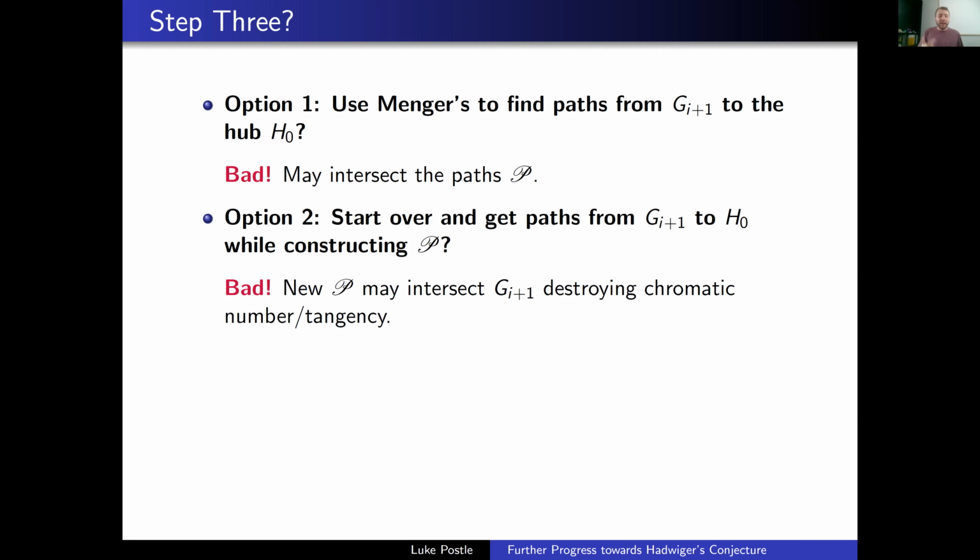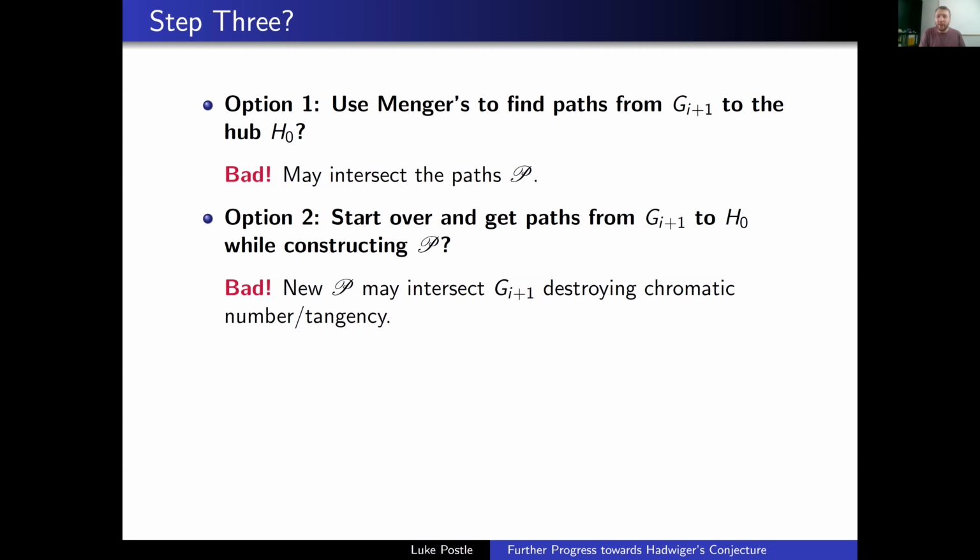It may be that the new path P would intersect your nice future, your G_{i+1}, destroying its chromatic number if it uses up too much there. Also the tangency, because now it could intersect more than once. So this was where I got stuck for quite a while. We know how to build one step, but how do we get to that next step? We couldn't get the next step to come to us if we've already built the P. And if we start over and try to do them at the same time, then we lose our grasp on the future. You lose your tangency there. And so this is where it just was slippery.